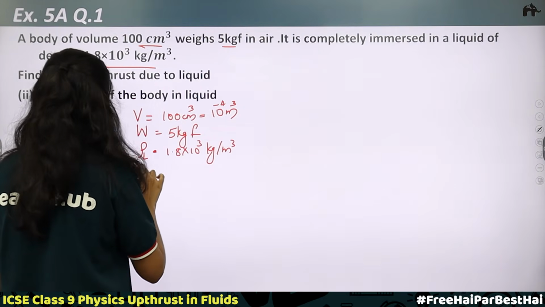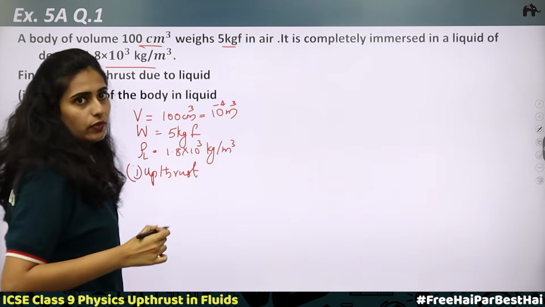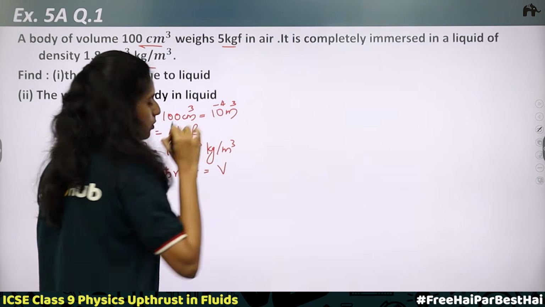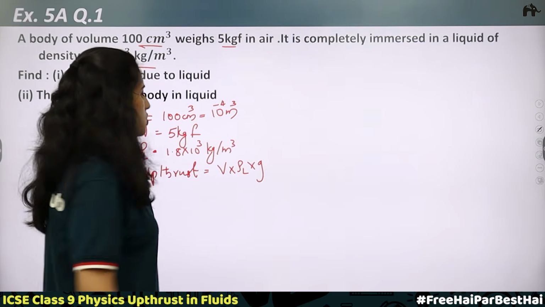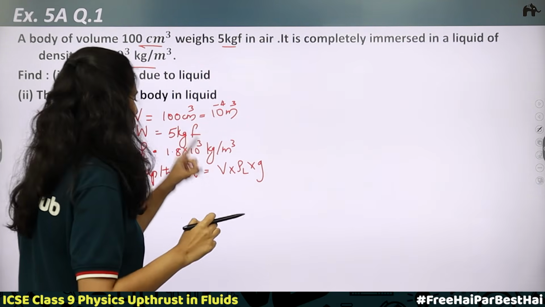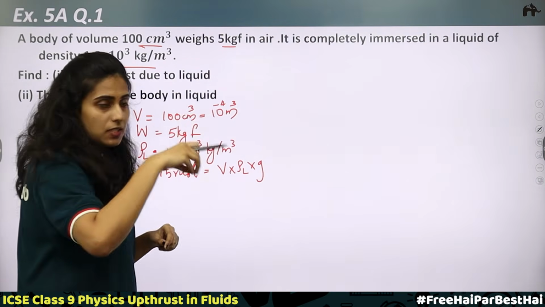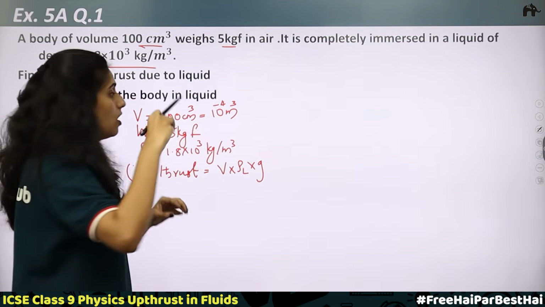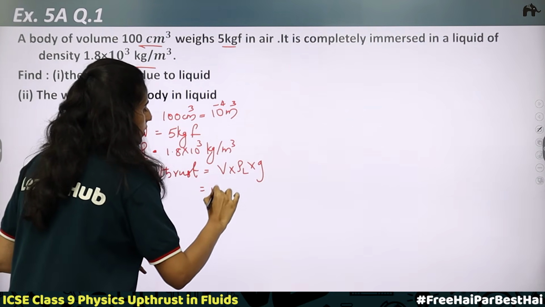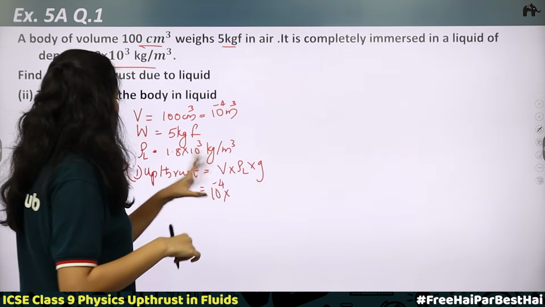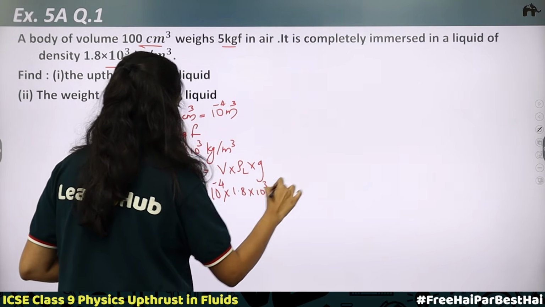So first thing we have to find is upthrust. How to find upthrust? Upthrust due to the liquid will be equal to volume of liquid displaced into density of the liquid into acceleration due to gravity. So what is the volume of liquid displaced? Volume of liquid that is displaced will be equal to the volume of the object. Yes, when an object is submerged in water, that much volume of water will get displaced. So this is equal to 10 raised to minus 4 into density of the liquid, 1.8 into 10 raised to 3, then acceleration due to gravity g.